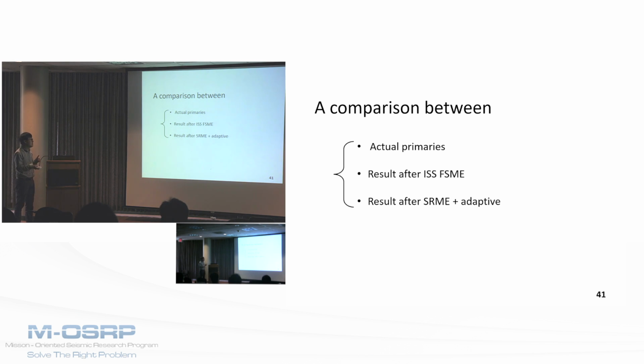In other words, last slide we showed the prediction of these two algorithms comparing with the actual free surface multiple in the data. Next, we will show the results after the free surface multiple prediction from these two methods to the actual free surface primary in the data, where the actual primary in the data again will serve as a benchmark to evaluate the results from these two algorithms.